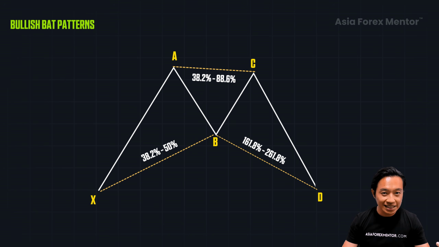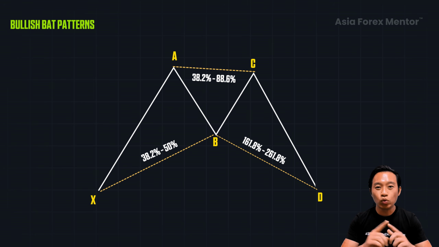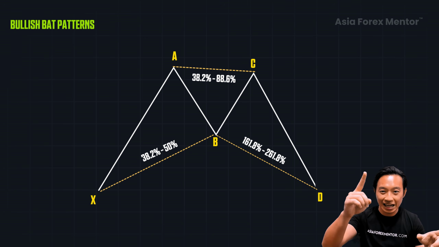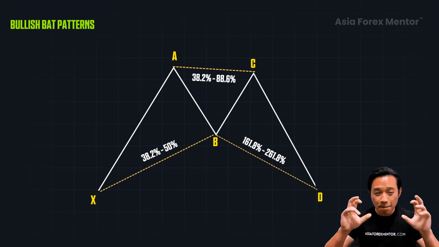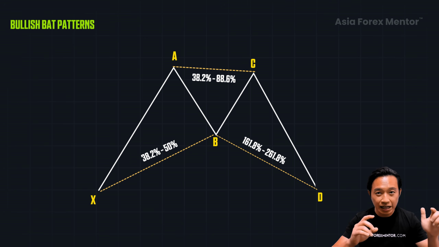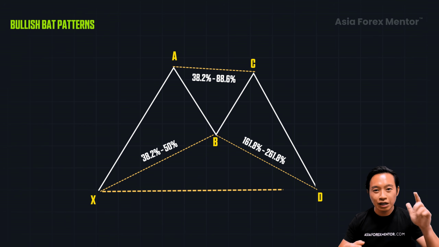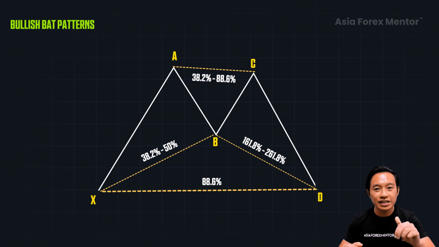So now, as a final step, we check the ratio between the A to the D and then the X to the A, right? So this represents the implied price movement from A to D. For most of the harmonic patterns, this ratio is about 88.6% of the XA leg.